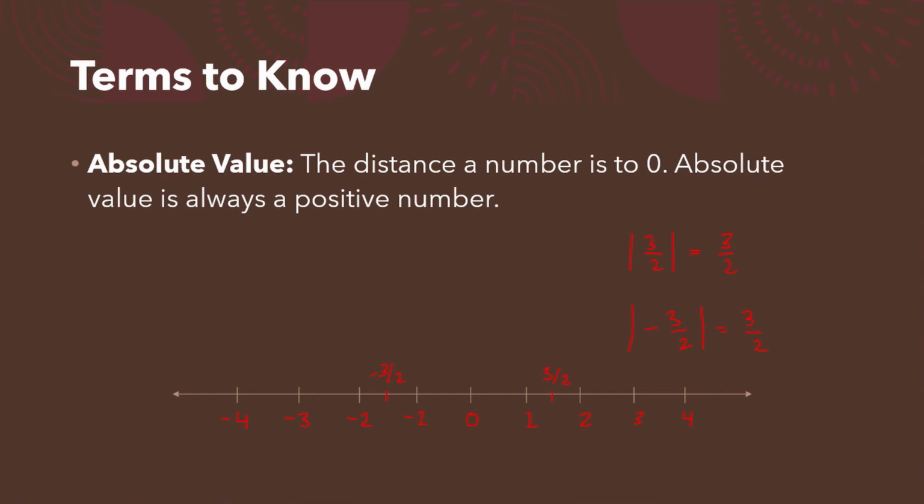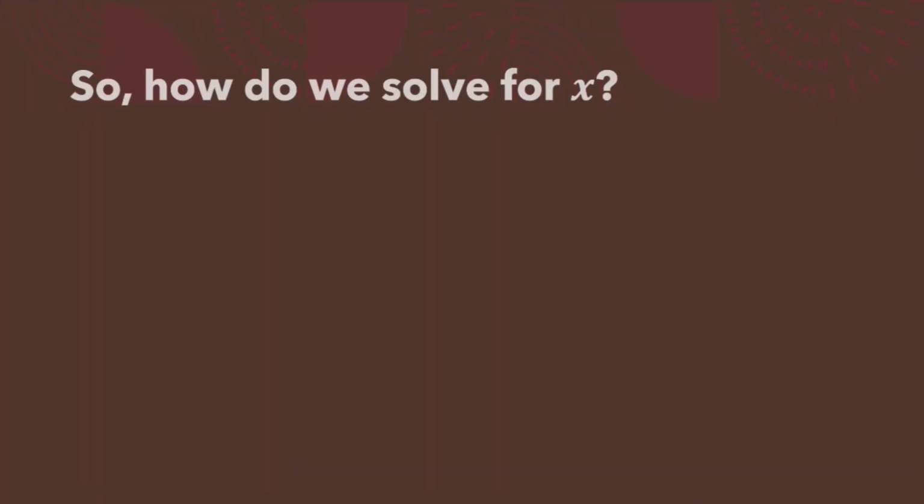And it's the same for all the numbers on this line. Negative 4 is 4 places away from 0. 4 is also 4 places away from 0. So you can basically think of absolute value as the positive number of whatever this value is. So if it's negative, it's the number minus the negative. And here, it's just the positive value. That's it. So given all this, how do we solve for x?